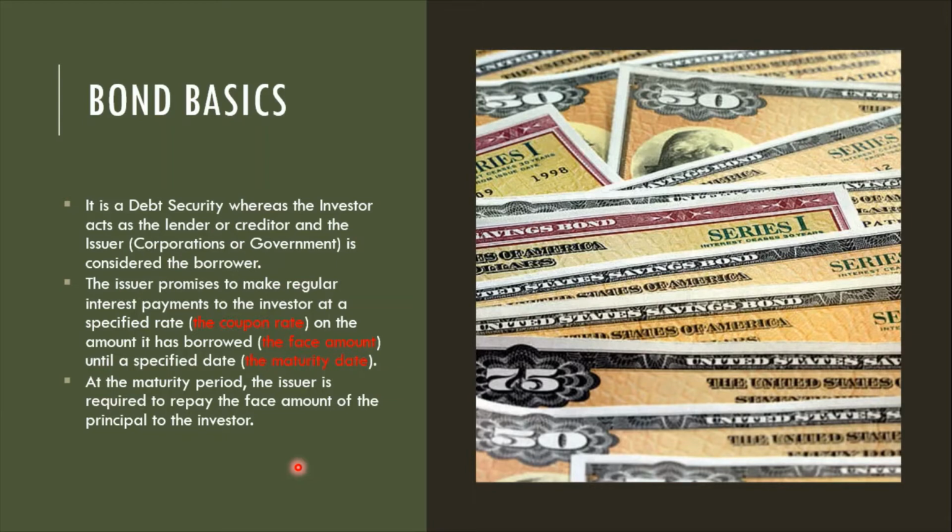Okay? So, finally, at the maturity period, the issuer is required to repay. Okay, when we say issuer, that is the one who borrowed. Okay? So, it means, if it's a 5-year bond, the issuer will repay the face amount. And when we say the face amount, it's the entire amount. So, if the issuer issued 500,000 worth of bond to an individual investor, they need to pay back the whole 500,000 at the end of the maturity period to the investor.